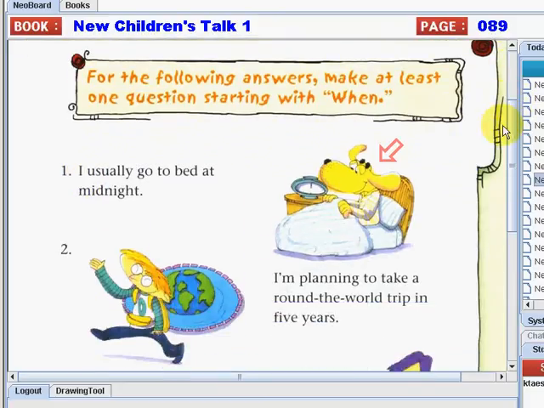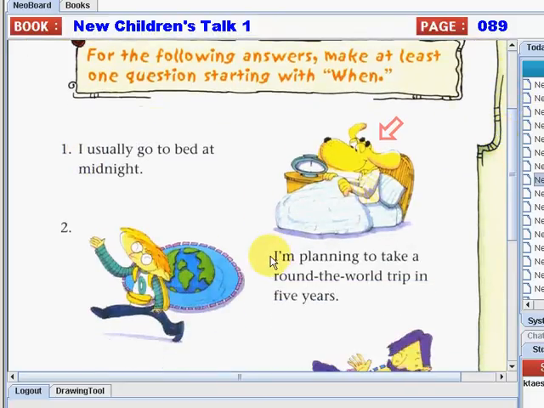Let's now read response number 2. I'm planning to take a round-the-world trip in 5 years. A question that you can ask for this response is, when are you planning to take a round-the-world trip? Or when do you want to take a round-the-world trip? Can you think of another question that starts with when?